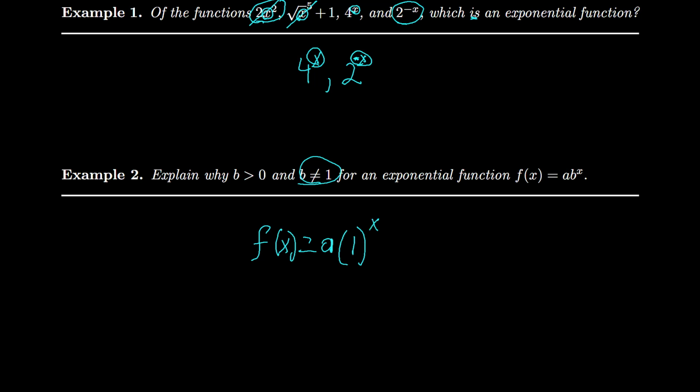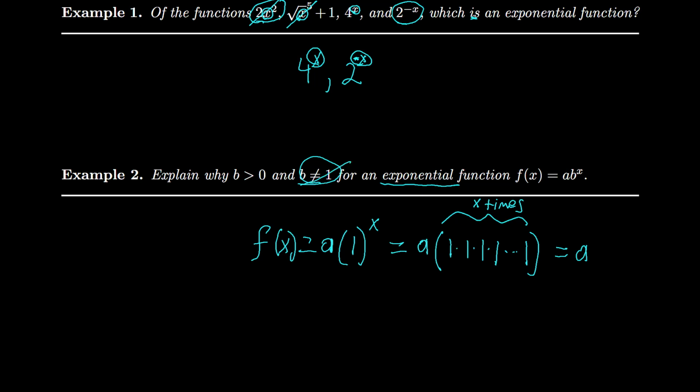Well, what is 1 raised to anything? 1 times 1, 1 times itself, x times. 1 times 1 times 1 times 1 times what? No matter what that is, that will just be a times 1 times 1 times 1 times 1, and so on and so forth, times 1, x times. Well, obviously, this is just 1, though. So this is just a. That is, this was just the function f of x equals a. That is, this was just a constant function. We want it to be an exponential function. This is just a constant. So that's why that case doesn't work.